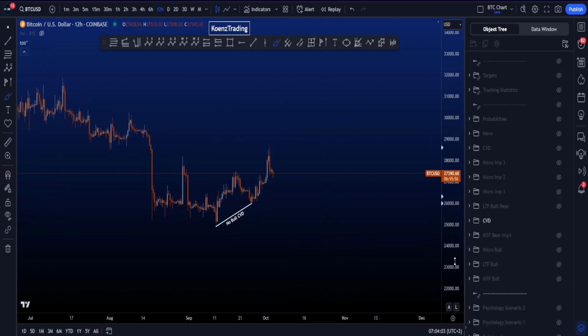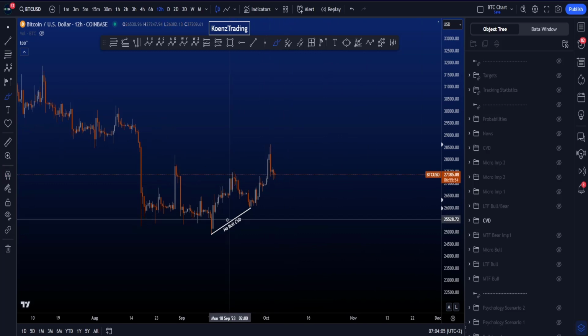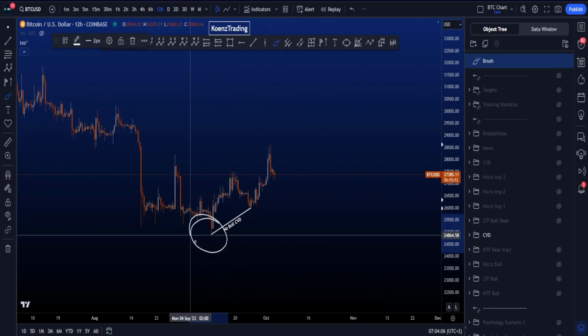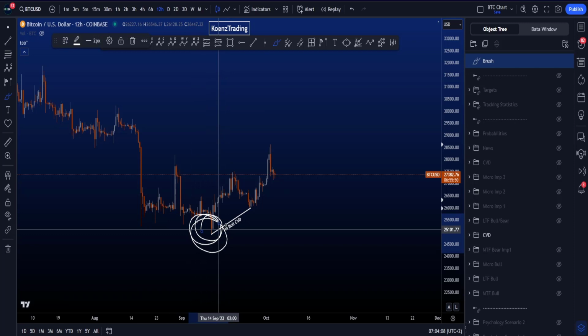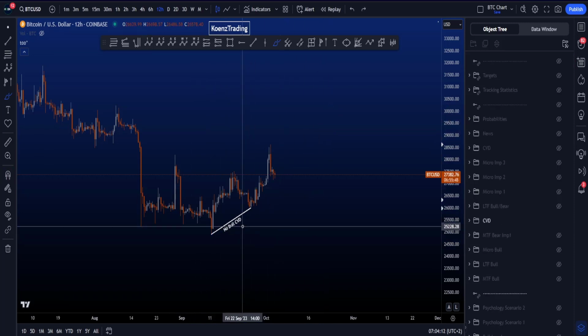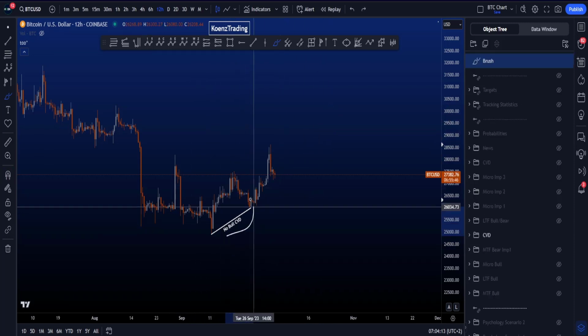What can also increase probabilities for this scenario is that if this is the low, for example, over here, and we're looking for price to move to the upside, I really want to see bullish CVD divergences.